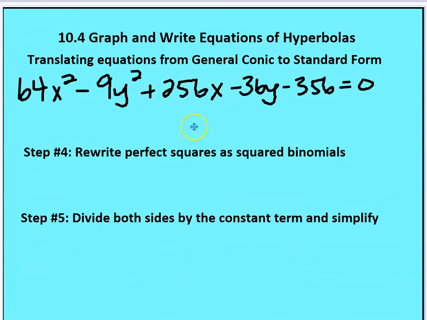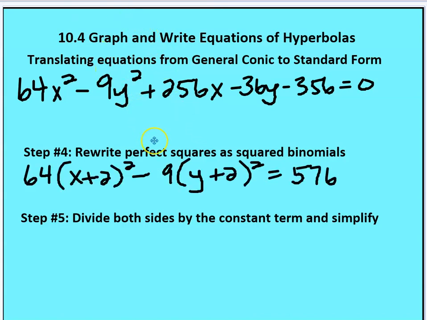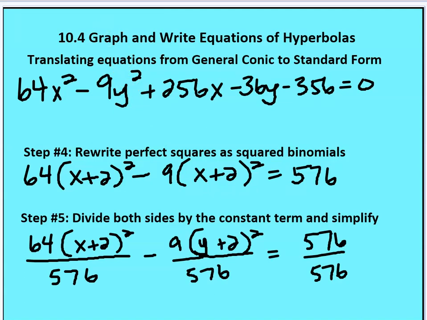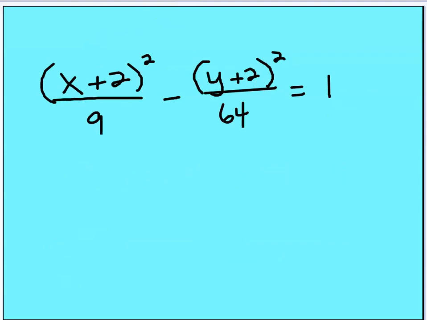Right, so carrying that over, when I rewrite perfect squares as squared binomials, and then last step, we're going to divide by 576. So we're going to divide both sides by the constant term and simplify. 64 times (x plus 2) squared over 576 minus 9 times (y plus 2) squared over 576. As we divided both sides by 576, we end up with this equation.